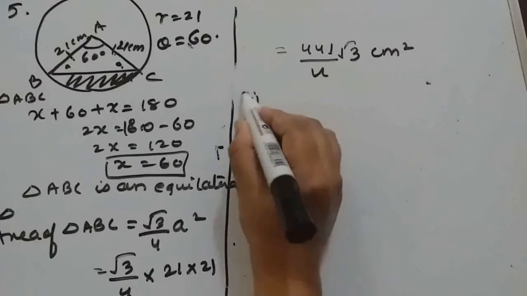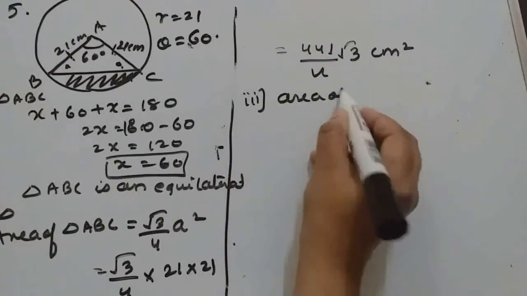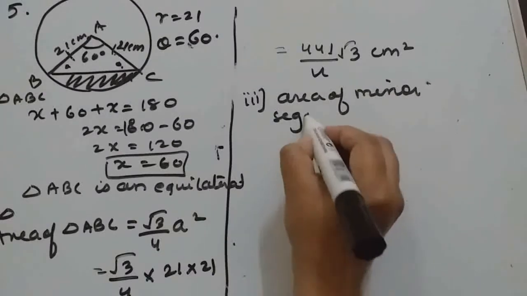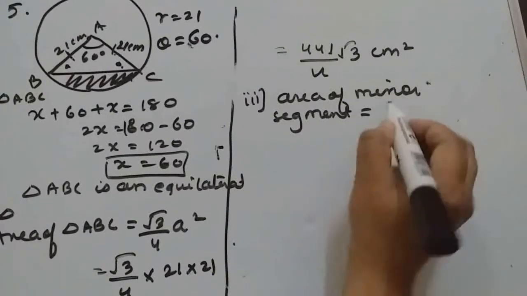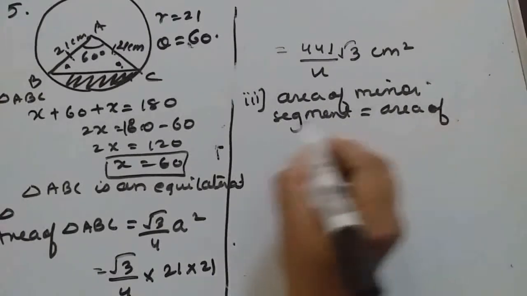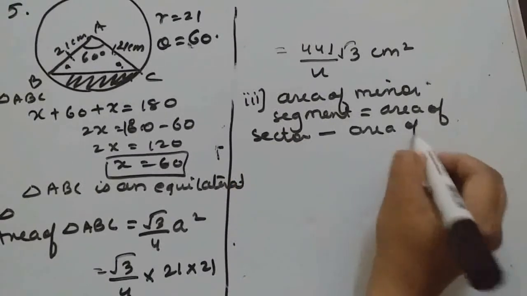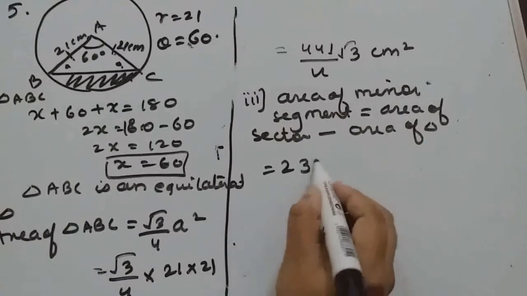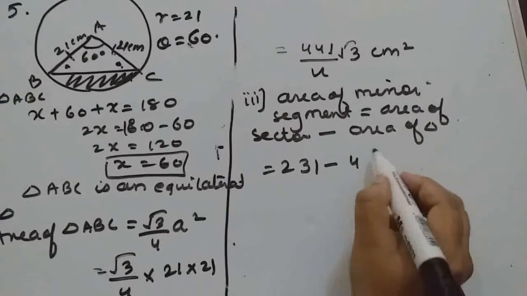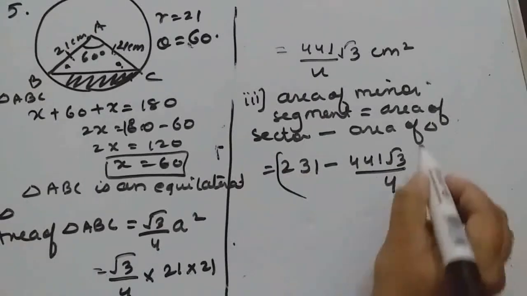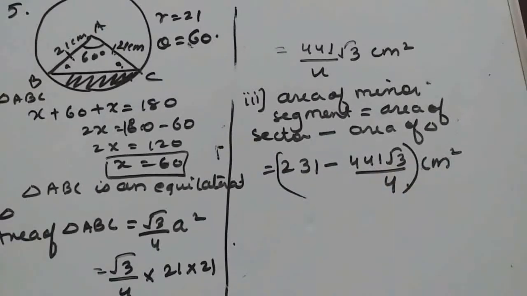Now third part of the question, area of minor segment is area of sector minus area of triangle. That is 231 minus 441√3/4 centimeter square.